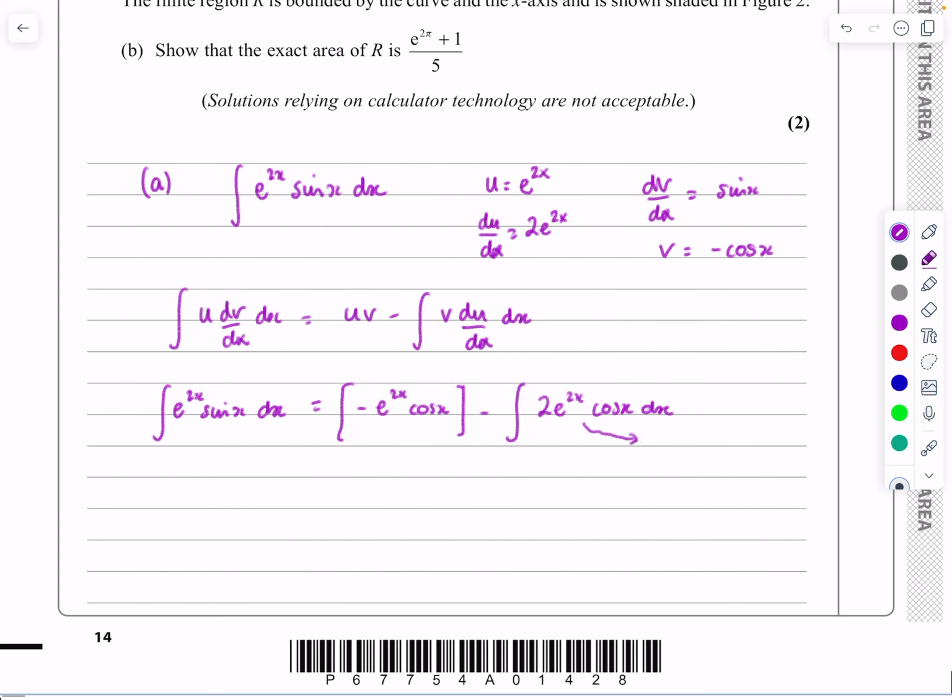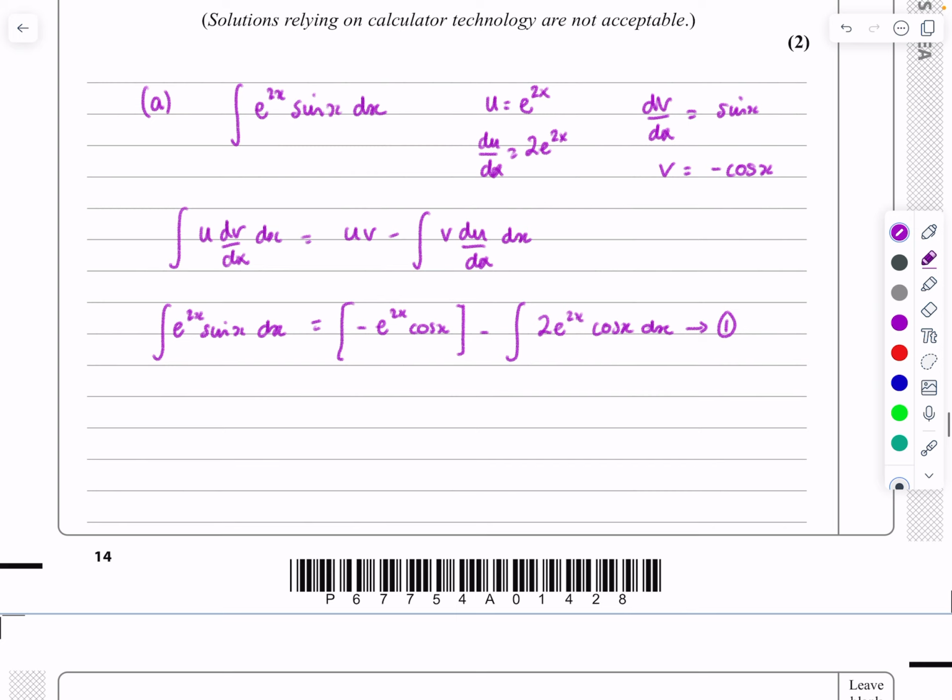It hasn't actually got any simpler, and what I will need to do now is I'm going to need to integrate this part here, but almost call that one now and say, let's integrate that. I'm going to need to do integration by parts again. Now, we're used to doing that, doing integration by parts twice here. Let's see what we're going to get with this.